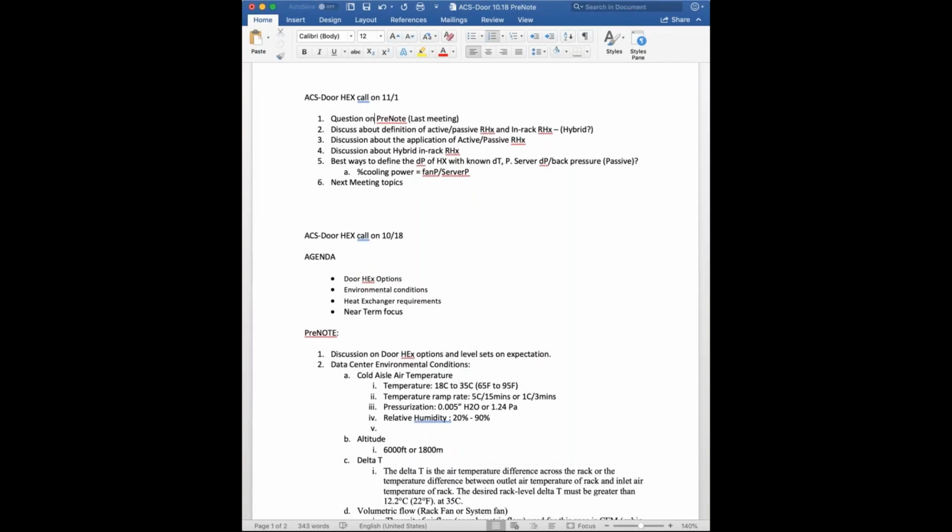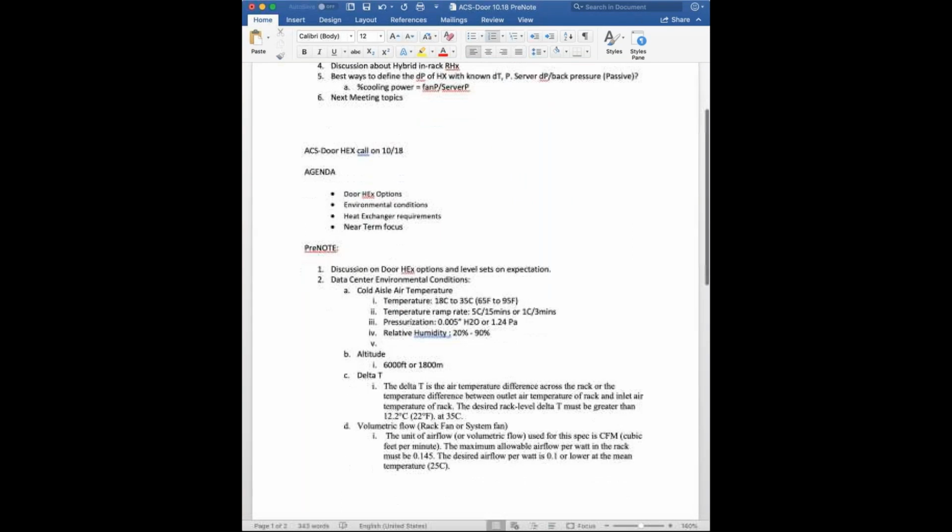To go over quickly, we discussed a couple of options for the rear door heat exchanger, and also the environmental conditions the rear door heat exchanger is going to be operating in, and altitude. We also talked about the delta T. We wanted a delta T greater than 22 Fahrenheit, and CFM per watt corresponding to 22 Fahrenheit delta T, which is about 0.145 CFM per watt.